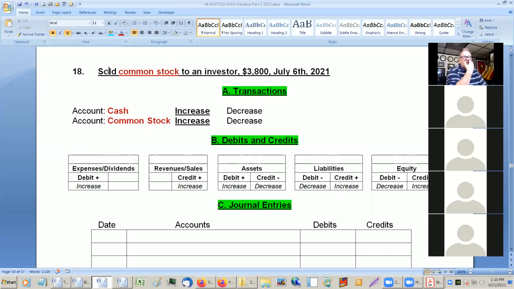But when they say sold common stock, you're actually selling the ownership. So they give you cash. Now we have more owners though. Someone just gave us $3,800 cash. They're a $3,800 owner. So both sides of the equation go up. Cash goes up, and then the equity goes up because we have more owners now. Cash is an asset, so we don't have to look at that. And you already said that this was equity.